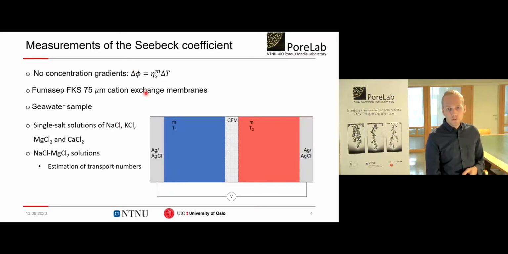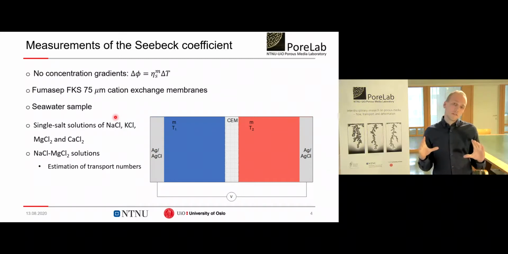So, what we have done is measuring the Seebeck effect and only the Seebeck effect. So we have not had any concentration gradients in our system. This allows us to only measure the effect due to the temperature difference across the membrane. And we have done so using FUMACEP FKS cation exchange membranes.